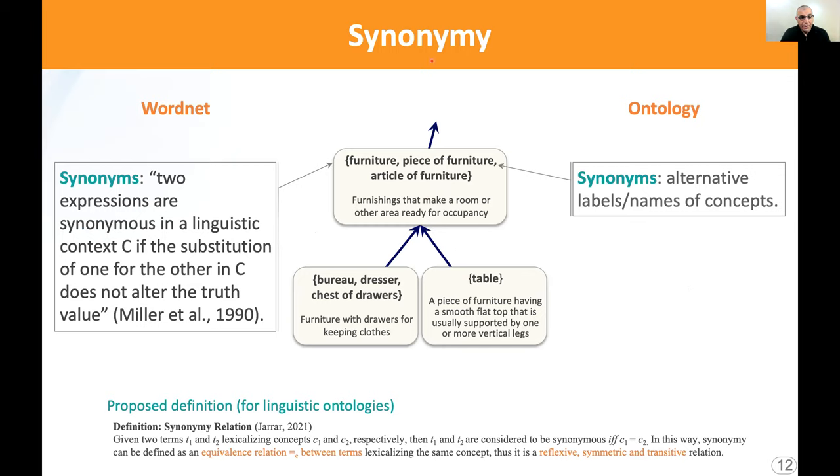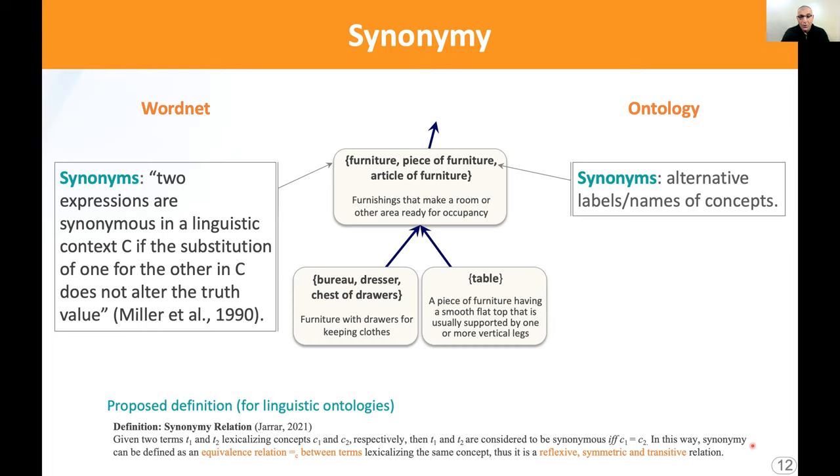Third, let's see synonymy. So synonymy in WordNet, if we can substitute two words in a linguistic context by one with the other without altering the truth value, then the two words are synonyms. But if you see in the ontology, synonymy is actually not really defined. Synonyms are generally seen as alternative labels or names of concepts. In the Arabic ontology, I define synonymy relationship as equivalence class, and therefore it is reflexive, symmetric, and transitive relation. In other words, if we have two concepts with different terms, these terms are considered synonyms if, and only if, both concepts have the same extension, the same set of individuals.